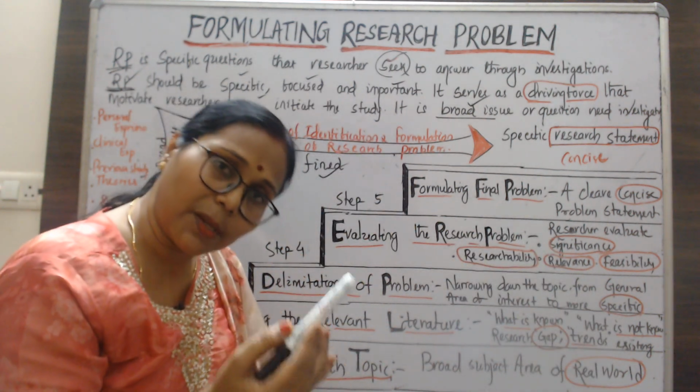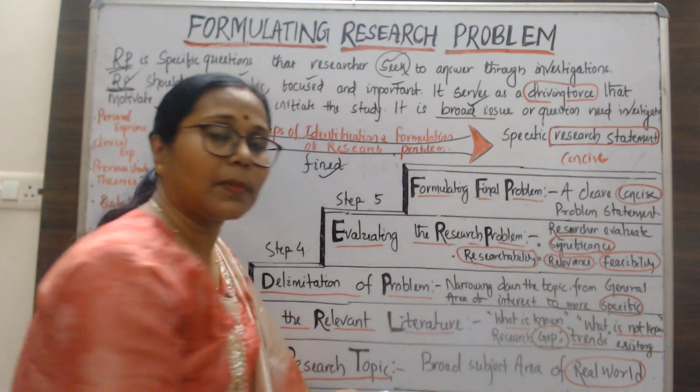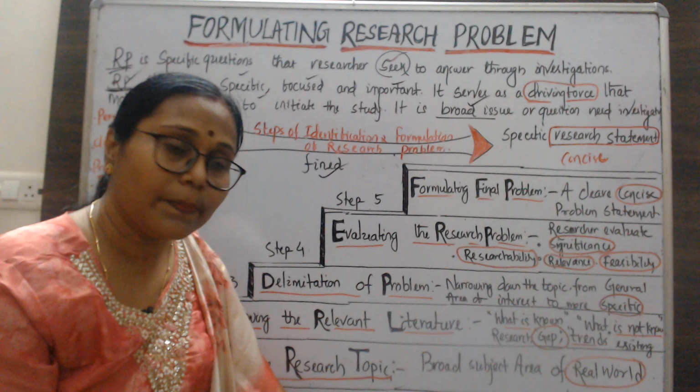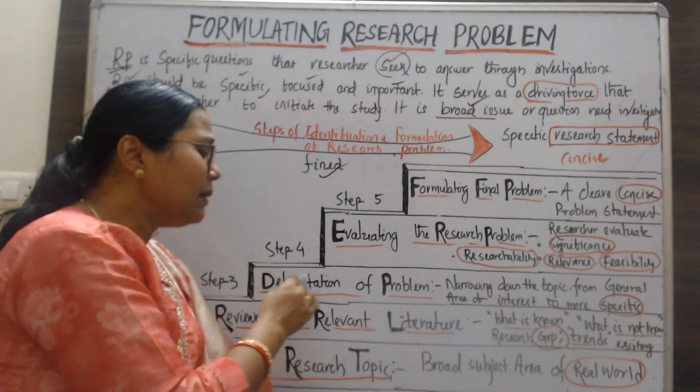Now the question will take a question form, and the research gap and the existing trend will be found by reviewing the literature. Okay. Next, step 3, delimitation of the problem.